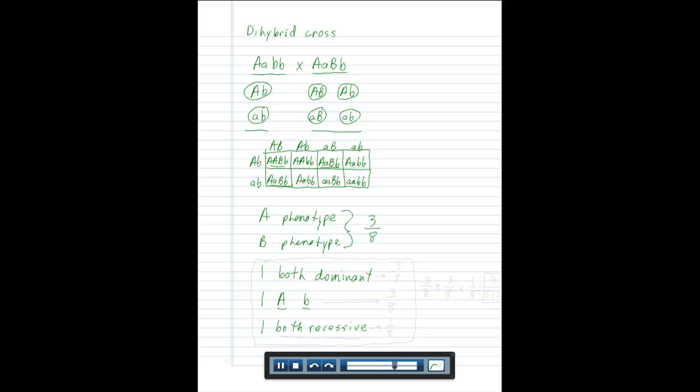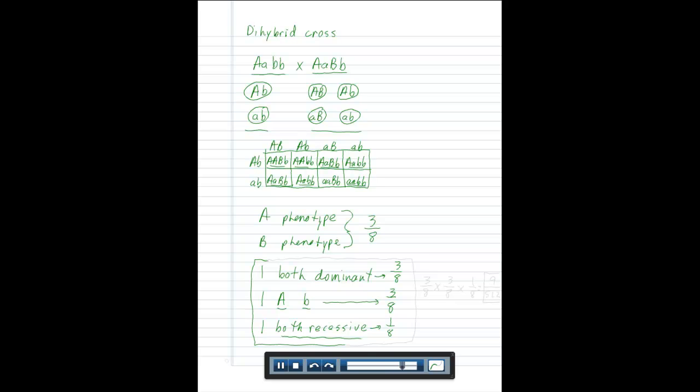Well, we already know the probability of getting one with both the dominant phenotypes, and that individual's probability is 3/8. If we want to find out the probability of getting an individual with the dominant A and the recessive B traits, we just go back to our Punnett square and count. We have 1, 2, 3 individuals with that probability. That would be 3/8 again. Following the same process, we go back to the Punnett square. If we're looking for individuals that show both recessive traits, there's only one individual that shows that. So that probability is 1/8.